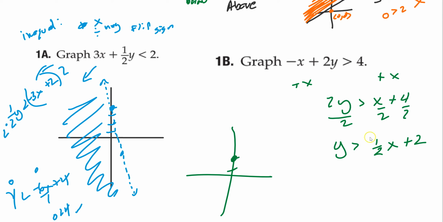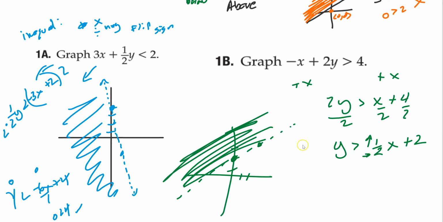Down 1 over 2. Oh, sorry. Right, the positive 1/2, we're going to go up 1 and over 2. Up 1 over 2. Again, no solid line, so another dash line. And again, proper notation, so I can just go, okay, greater than is above.